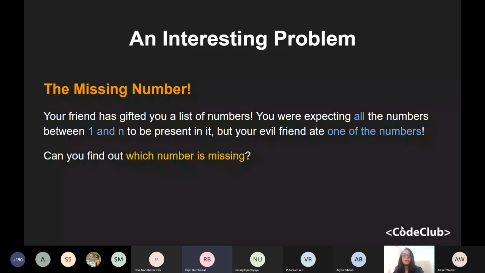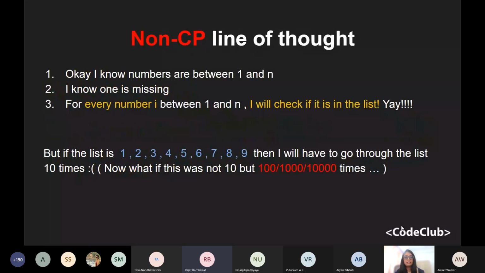Yeah, so I want the approach, like how will you deal with it? Okay, so some people are saying binary search, some people are saying linear search. So we'll go with the most basic brute force solution that someone mentioned in the chat, which also works like linear search.